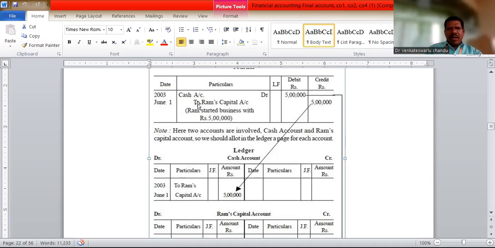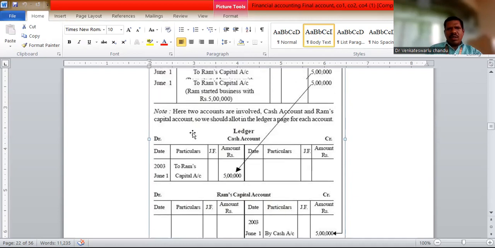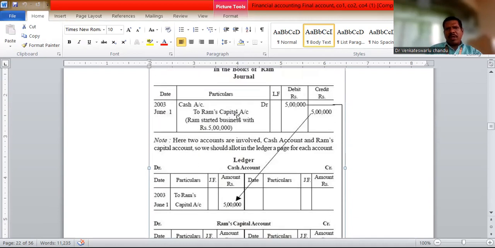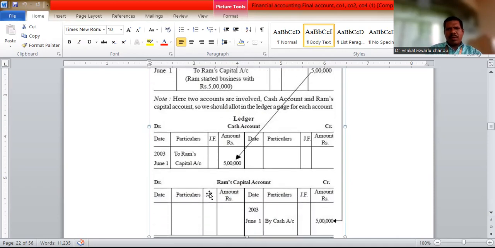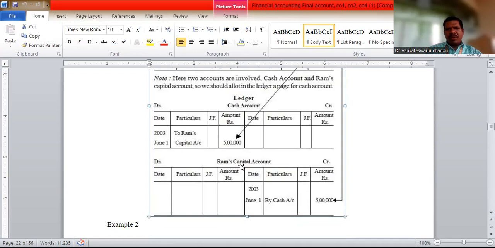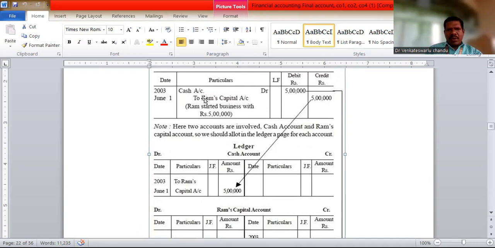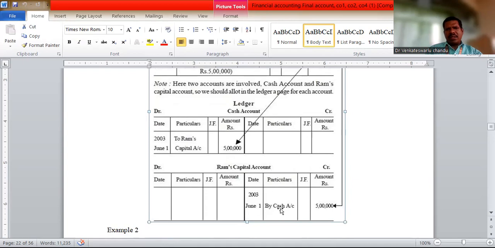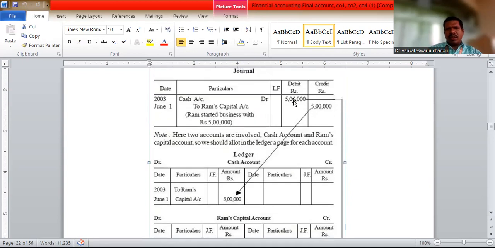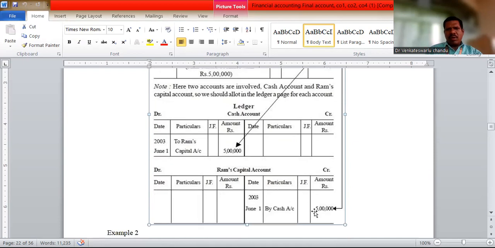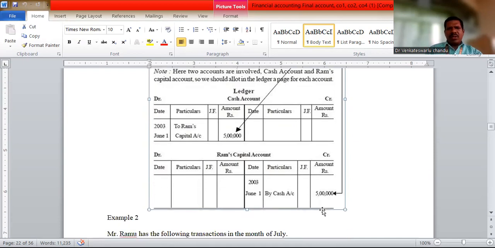Now the second element, Ram's capital account. Again, we have to open Ram's capital account. Ram's capital account shows on the credit side. Here we use the opposite word, by cash, because Ram invested the capital in the form of cash. That's why we use the words by cash account. These 5 lakhs rupees we post on the credit side.